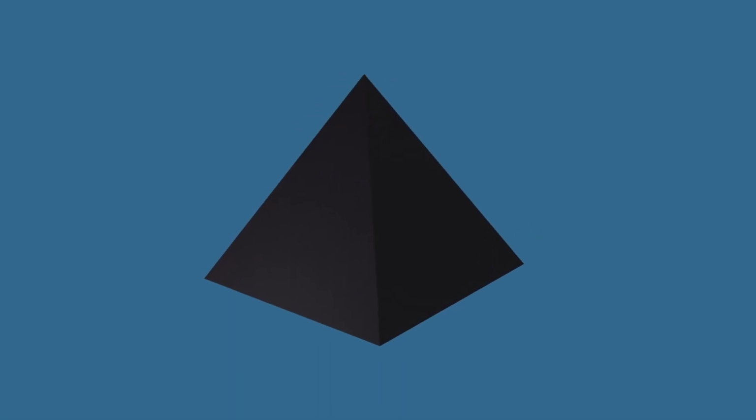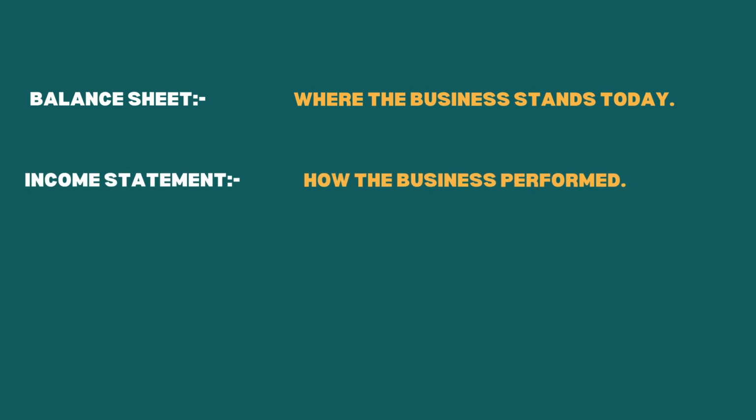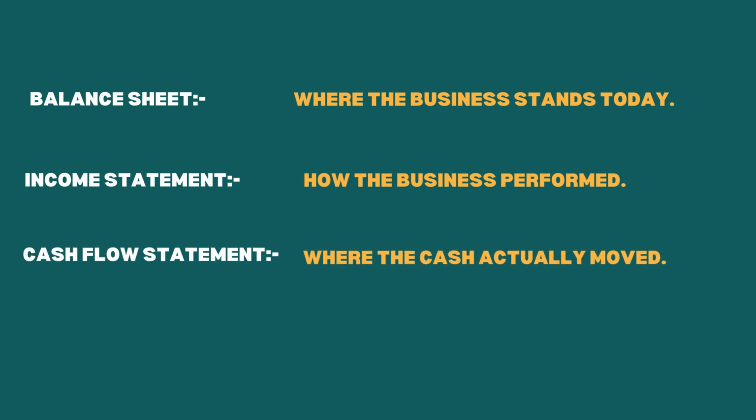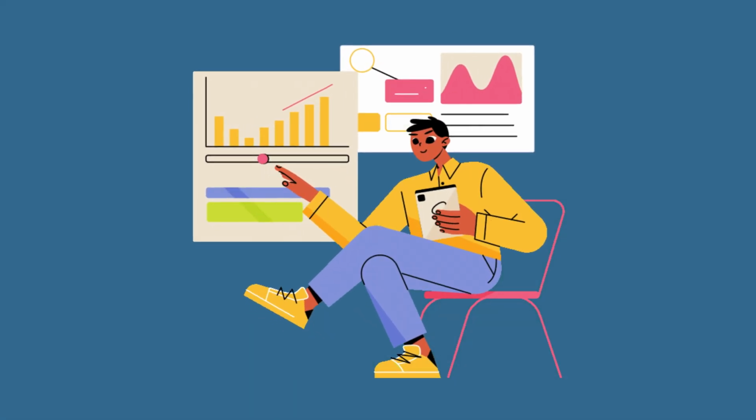Now the puzzle is complete. The balance sheet tells us where the business stands today. The income statement tells us how the business performed, and the cash flow statement shows where the cash actually moved. Together, they tell the complete financial story of a business.